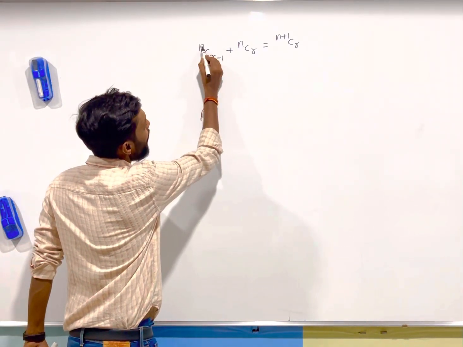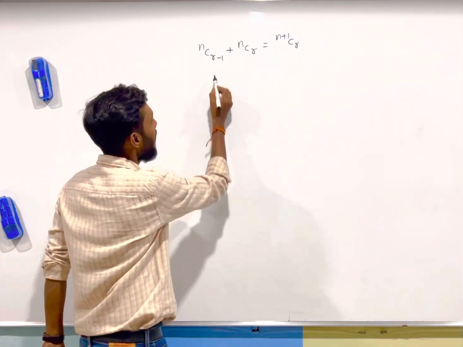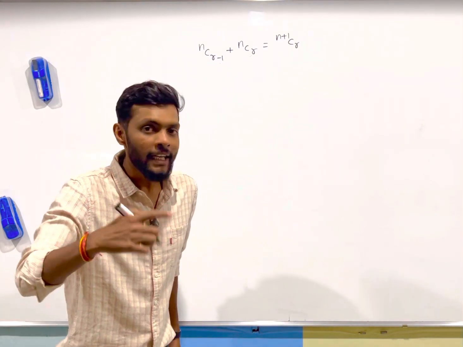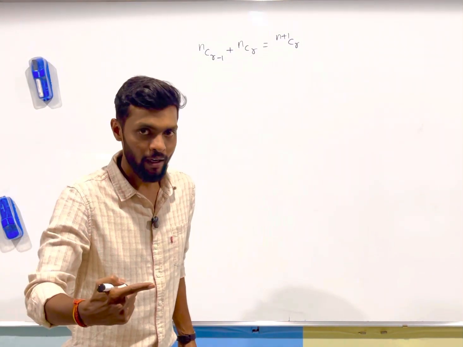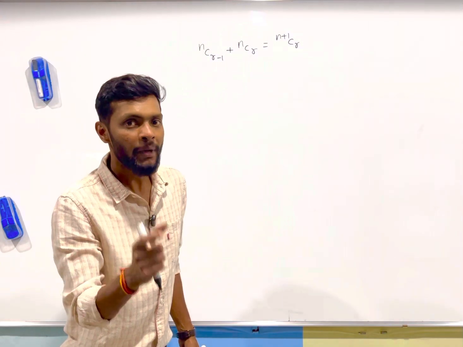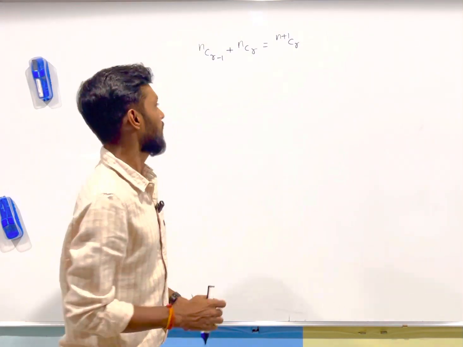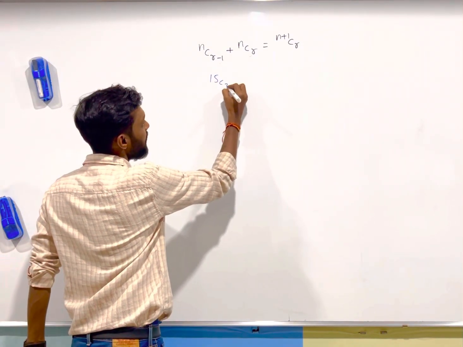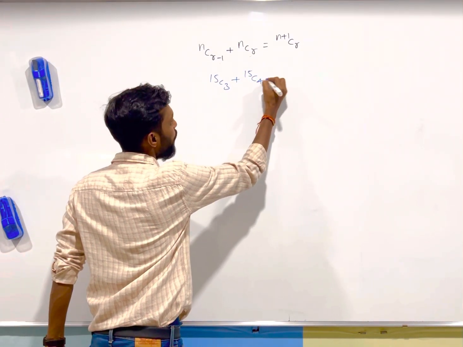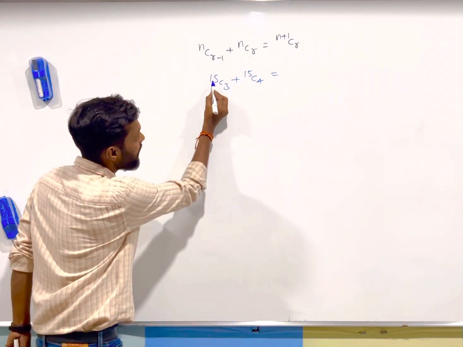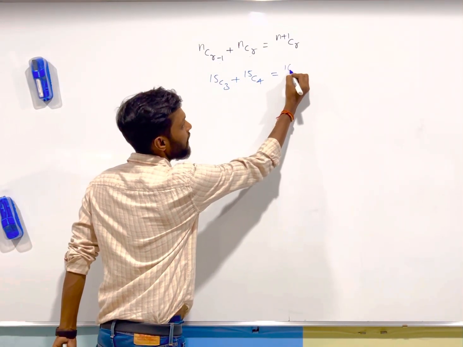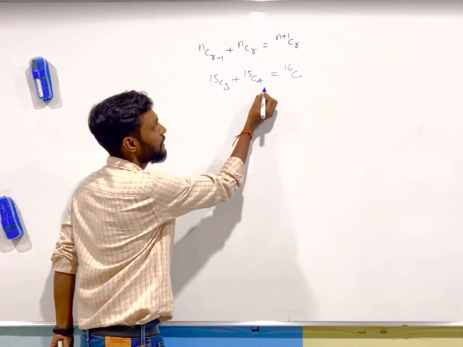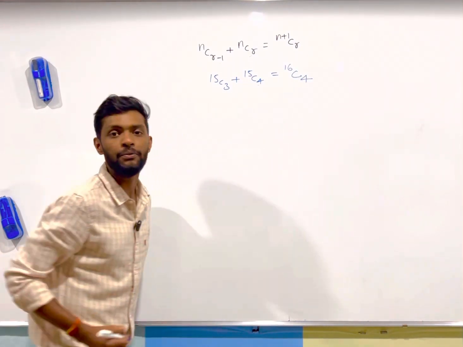We increase the upper number by 1 and we pick the bigger number from the lower subscript. Take the example: if we add 15C3 to 15C4, what will be the result? We increase the upper number by 1, that is 16, and we pick the bigger number from the lower subscript. So we pick the bigger number, that is 4.